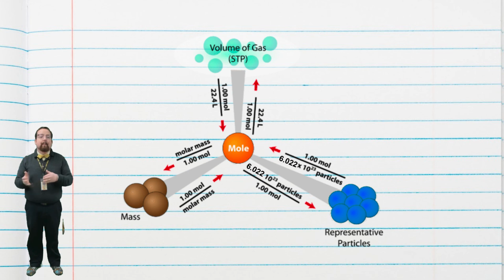We can convert back and forth between moles and particles using Avogadro's number. You can convert between grams and moles using molar mass. And you can convert between the volume of a gas at STP and moles of that gas using 22.4 liters per mole.